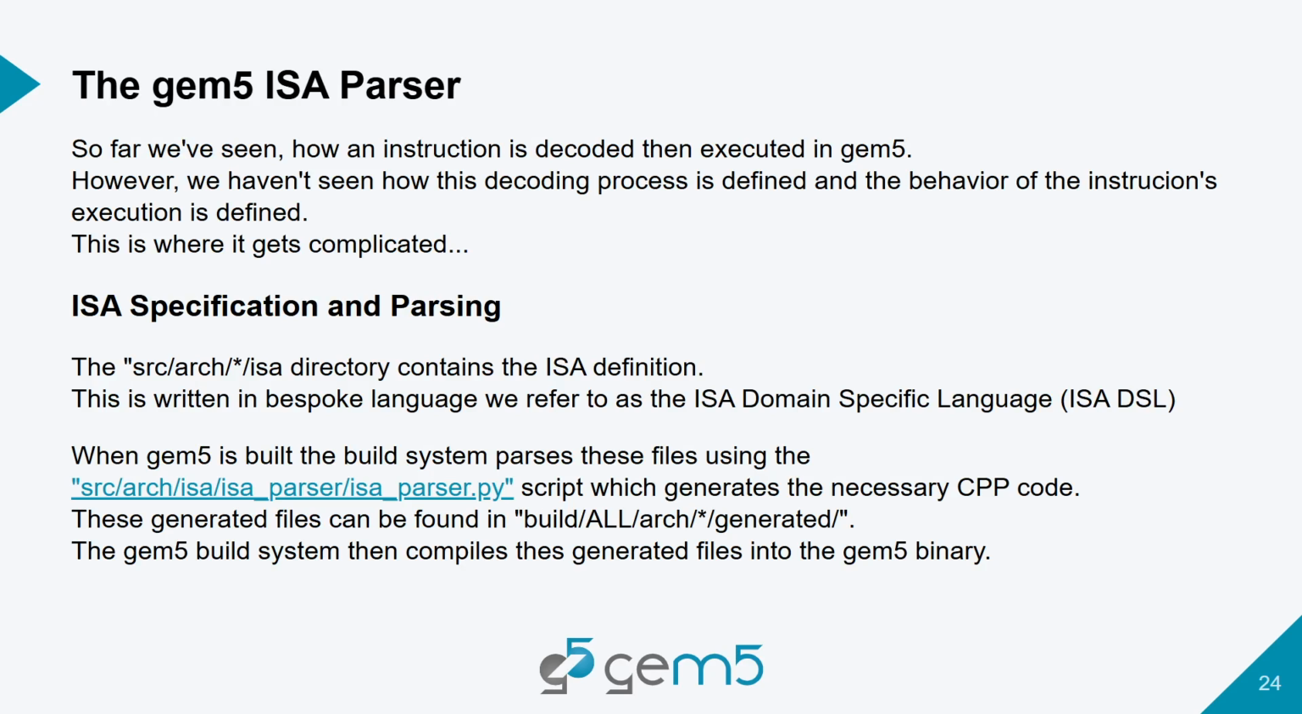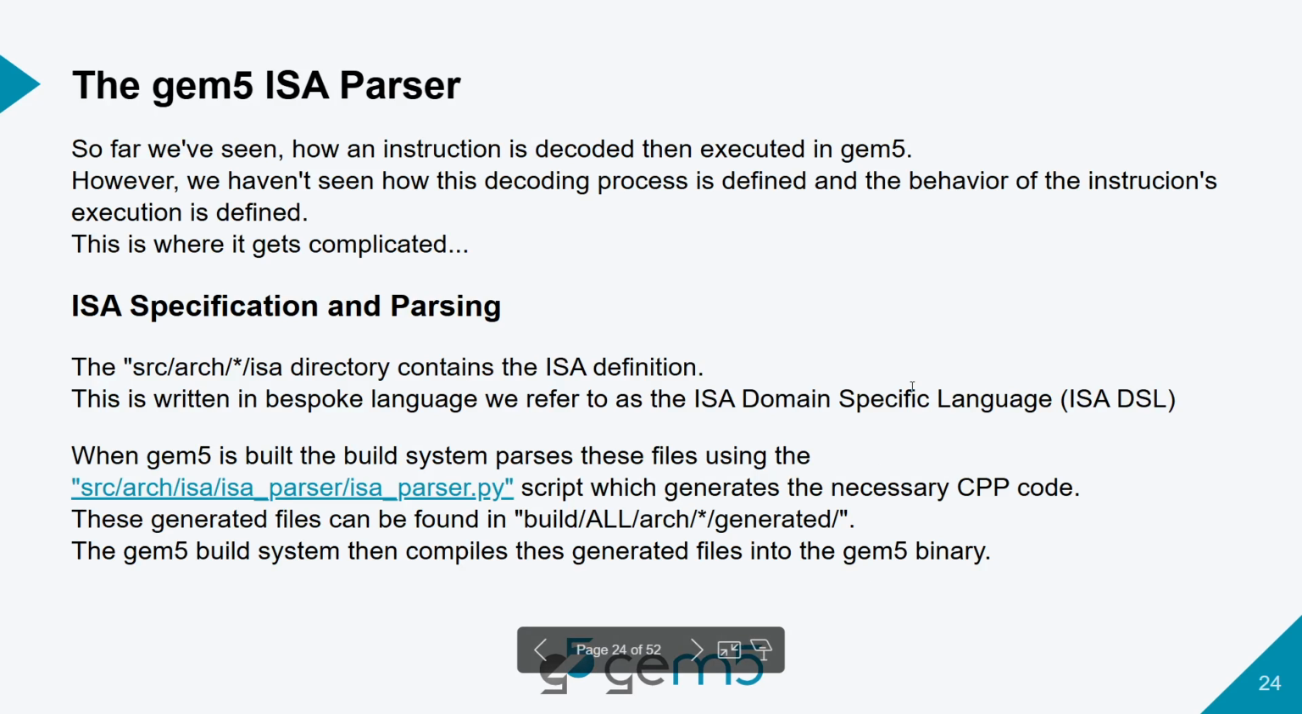So far we've seen how an instruction is decoded, then executed in gem5. However, we haven't seen how this decoding process is defined, which is an important thing if you want to actually implement your own instruction, and how the behavior of instruction execution is defined. We've seen that there are two modes of operation for an instruction, either execute or initiate access, and so forth. Here we're going to see how this is defined.